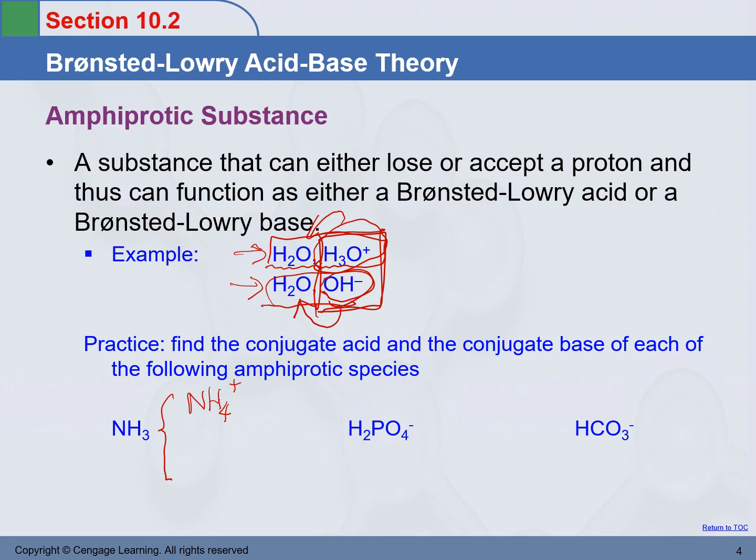Conjugate base, let's find its conjugate base. This is the conjugate acid of it. Let's find the conjugate base of it. You take a proton away from it. You remove a proton. Now there's 2 hydrogen left. You remove a positive charge from something that is neutral. Now it is going to be negatively charged. This is the conjugate base of that.